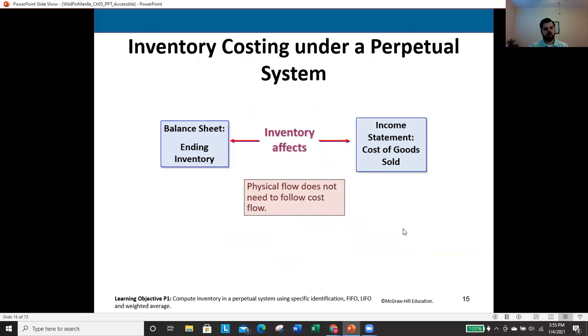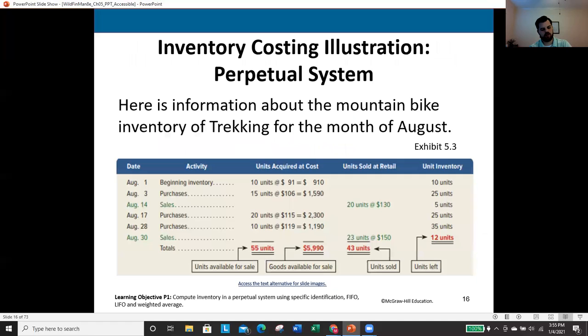Now, first thing we want to look at is inventory costing under perpetual. So I want to make one quick note here. Physical flow does not need to follow cost flow. Okay, it sounds kind of weird, but we'll see exactly what that means. So once again, balance sheet will show your ending inventory. Income statement will, of course, show cost of goods sold. So first example here. Here's information about the mountain bike inventory of Trekking for the month of August.